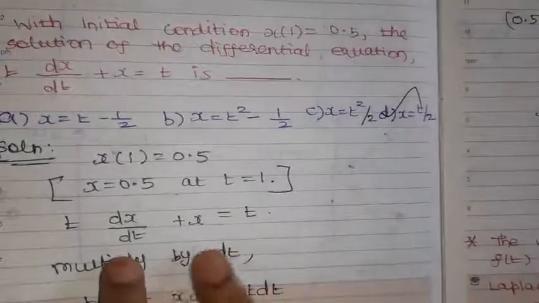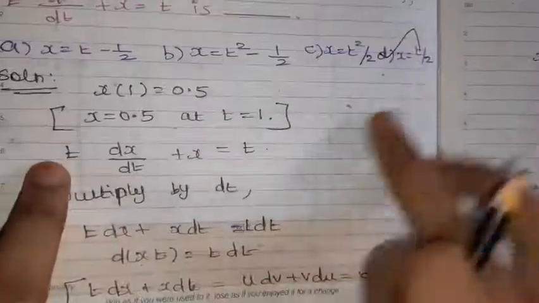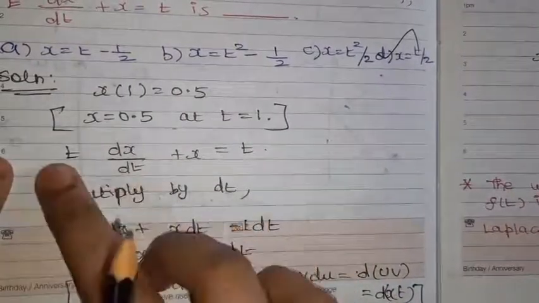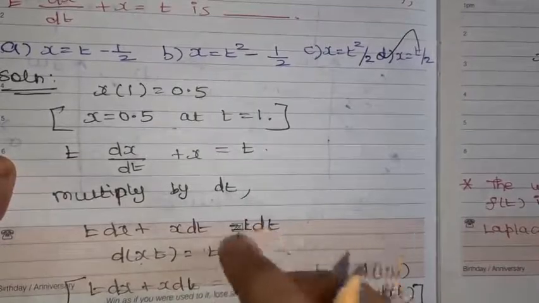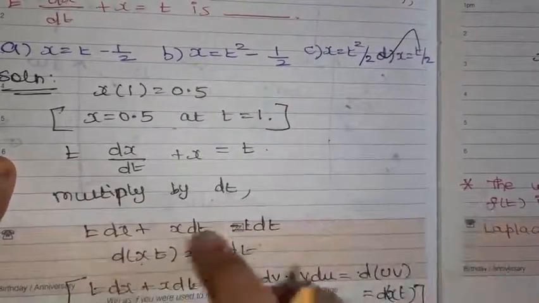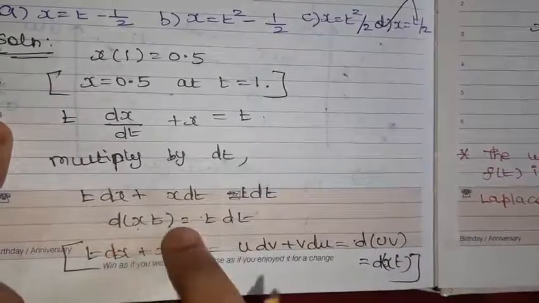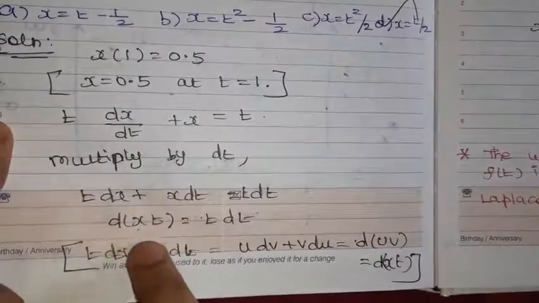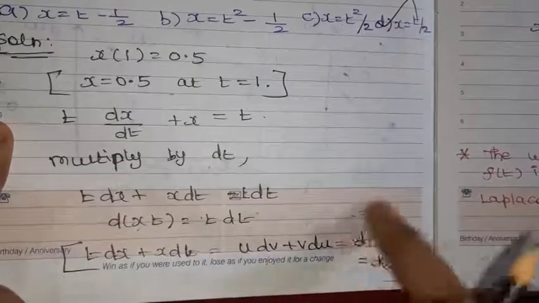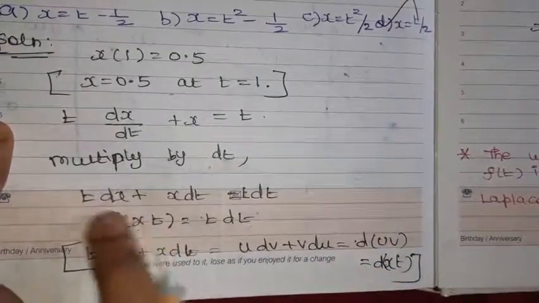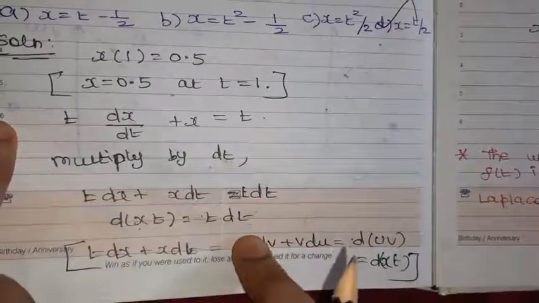First, in this equation multiply by dt. Whenever multiplying by dt, dt and dt get cancelled. So t dx plus x dt is equal to t dt. This is nothing but the differentiation of a product, uv format, right? u dv plus v du. So this is the differentiation of xt. This can be written as d of xt is equal to t dt.